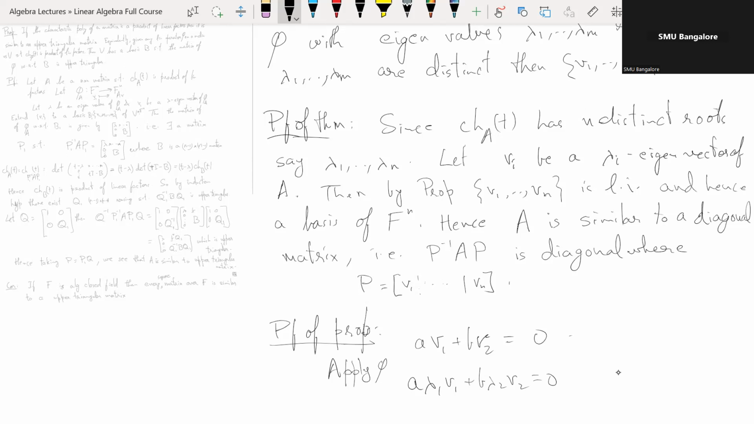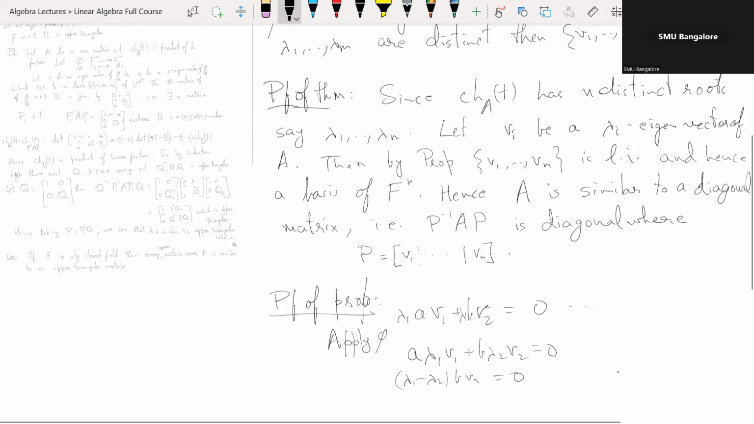For instance, you can multiply this by lambda 1 and take the difference. The first factor will cancel out and you'll get b times V2 times (lambda 1 minus lambda 2) is 0. But lambda 1 minus lambda 2 we know is non-zero. So this will imply that b must be 0. And once b is 0, a must be 0. So for two vectors, you can do this.